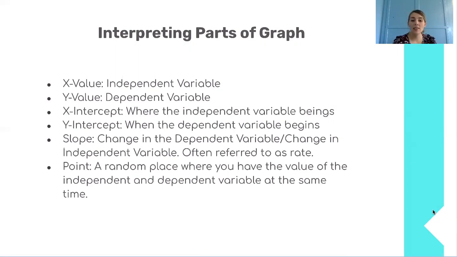Finally, a point is a random picture in time of where your x value is at and your y value. So what is the independent and the dependent variable at a certain time?